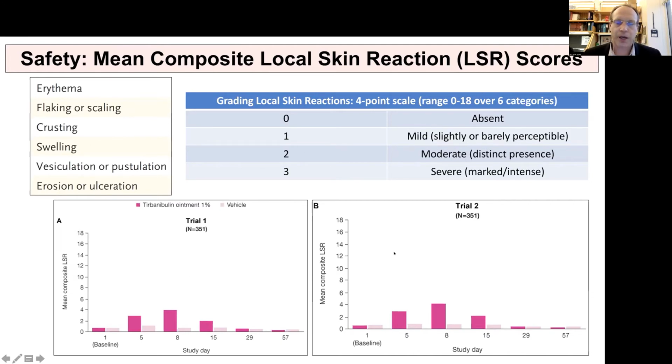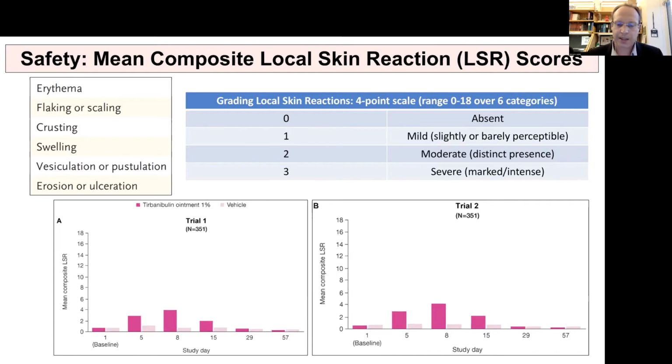If we look at trial 1 and trial 2 on the bottom, the dark pink or magenta is the Tirbanibulin treated group. And we see in both trials that the peak of the mean composite local skin reaction is around day 8. And then by the 2nd week, it's diminishing. And if we look at that total score at day 8, it's around 4, right? It's around 4 out of the possible 18. So you're looking at only a small percentage of the total amount of severity of skin reaction possible actually occurring in these patients.